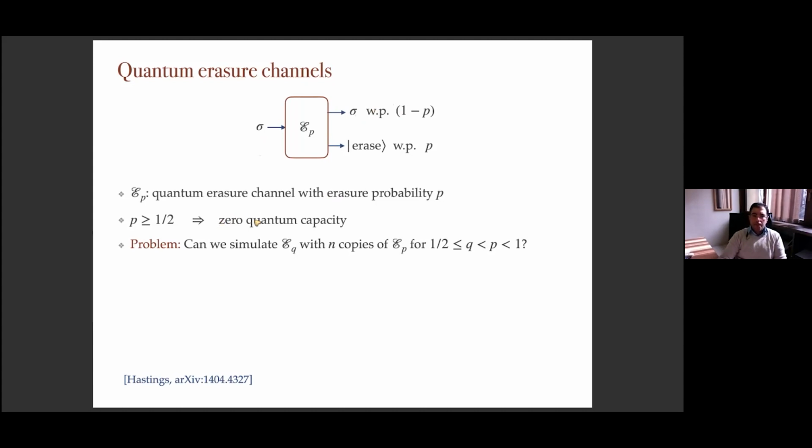quantum information cannot be decoded by two independent parties. That's why the capacity of this channel is 0. The quantum capacity of this channel is 0. Okay, so we came up with the family of quantum channels for which the quantum capacity is 0.